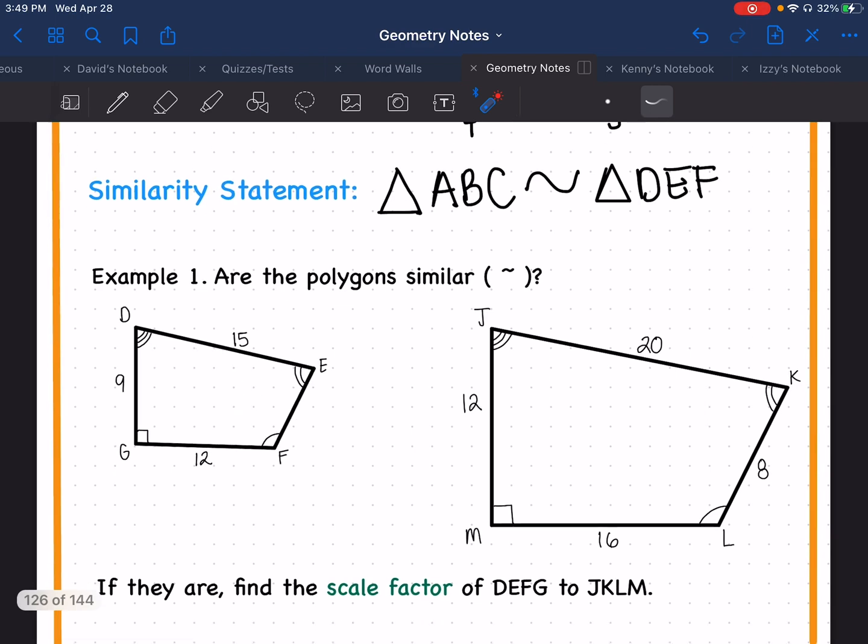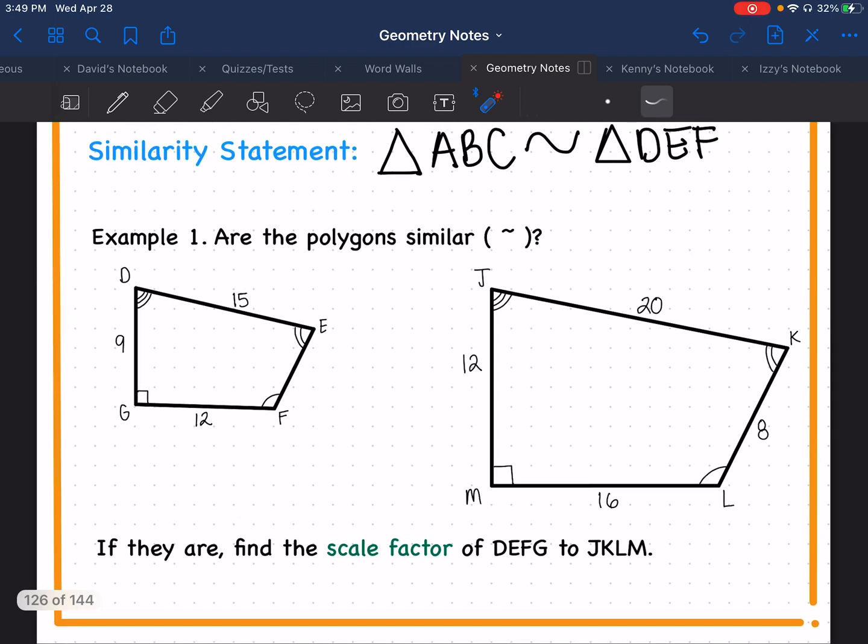All right, so example number 1 of 2 today. They're asking, are the polygons similar? Well, two things have to happen. Well, actually, three things have to happen. And the first couple should be visual. The first one is visual. Is one small and one big? Are they the same shape, but one is smaller and one is bigger? I would say yes. These look pretty much like they are the same shape, just this one happens to be a little bit smaller than this one.